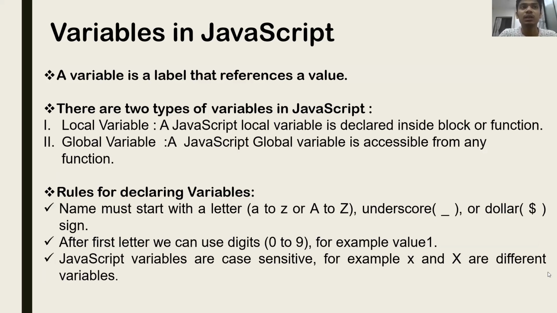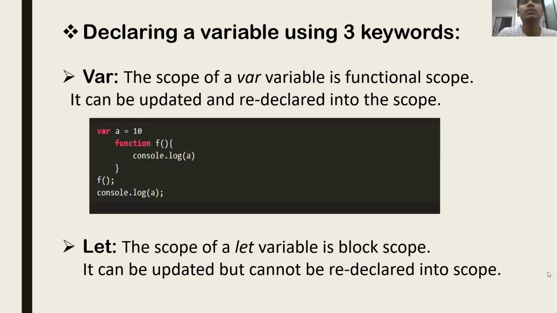The next one is rules for declaring variables. The first rule is the name must start with a letter. It can be in uppercase or lowercase. Then underscore and dollar signs are the only symbols permitted. Second, after the first letter we can use digits from 0 to 9. Third, JavaScript variables are case sensitive, which we have already seen, and upper and lower cases can have different meanings.